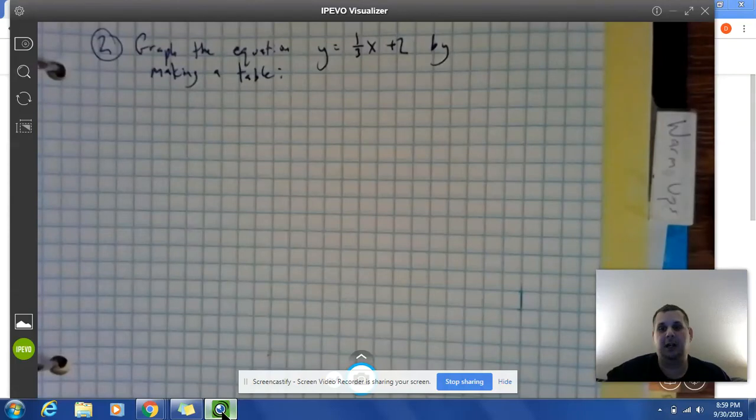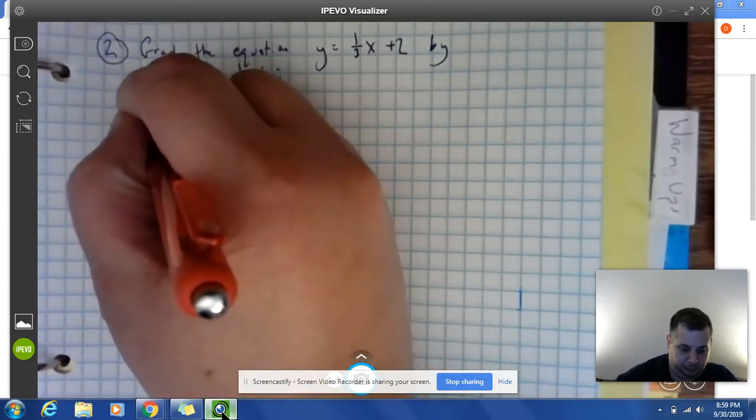Hey, we're back, and now it's time to do example number 2. This time we're going to make a table before we graph. Graph the equation y equals 1/3 of x plus 2 by making a table. Okay, so let's go ahead and make a table.